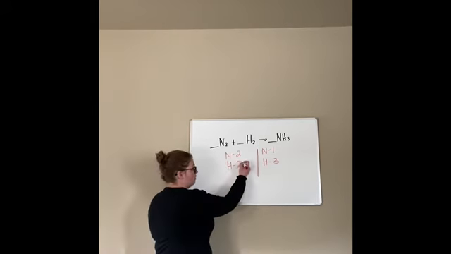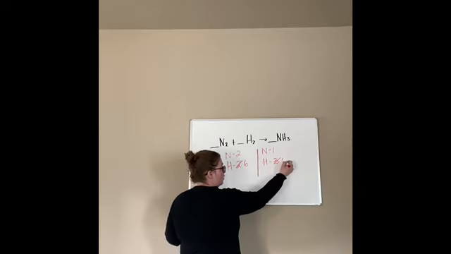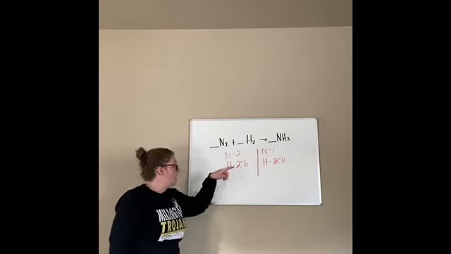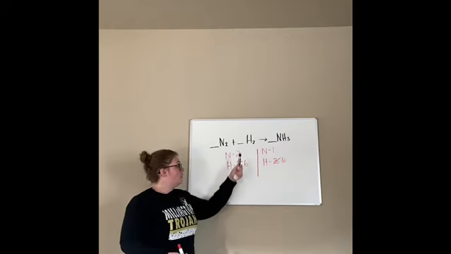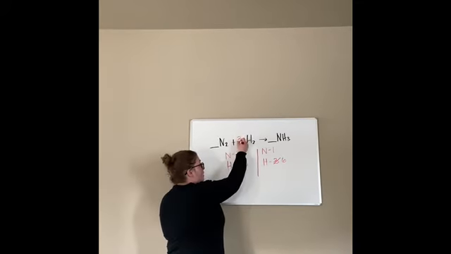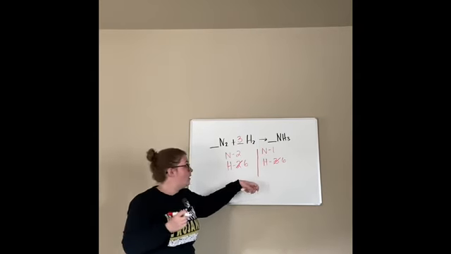So 2 times 3 is 6. So what I'm going to try to do is make my h's be 6 over here and make my h's be 6 over here. So what times 2 gives me 6? Well, that's 3. So 3 times 2 is 6. So now I have 6 h's over here.